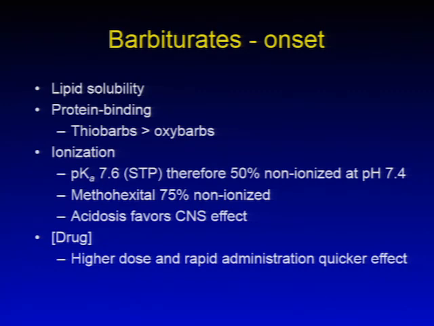As mentioned before, the onset of barbiturates is related to lipid solubility and protein binding. Thiobarbiturates are more protein bound than oxybarbiturates, and this goes somewhat to explaining why oxybarbiturates will have a quicker onset time. Ionization is important. The pKa of sodium thiopental is 7.6, so therefore about 50% is non-ionized at a physiologic pH of 7.4. Methohexital, on the other hand, is 75% non-ionized, and so therefore explaining its quicker onset as well. Acidosis also favors central nervous system effect. Drug concentration, as you might imagine, a higher dose and rapid administration will result in a much quicker onset and effect.